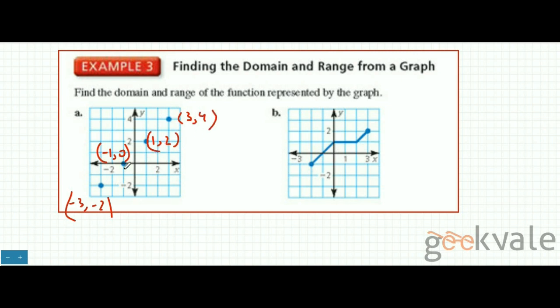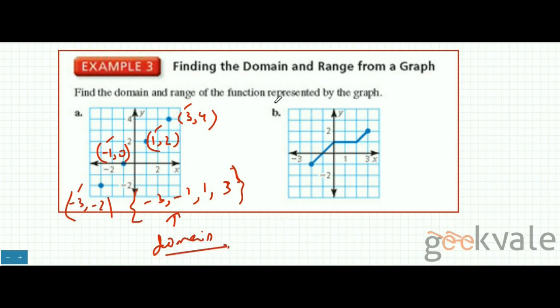Right? So you locate these points, now the x coordinates. This is your domain. -3, -1, 1, 3. The set of all these x coordinates from these points on this graph, this will be called your domain.